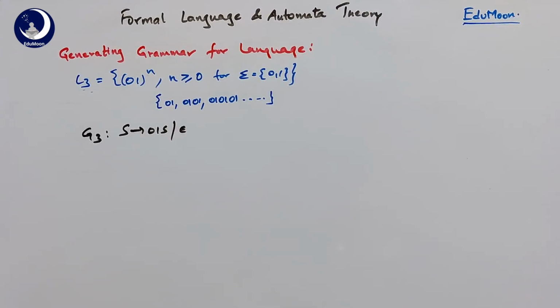And this is the grammar that is generating the strings. G3 is the grammar with production rules S → 01S or epsilon, which is generating all the strings that are available in L3.